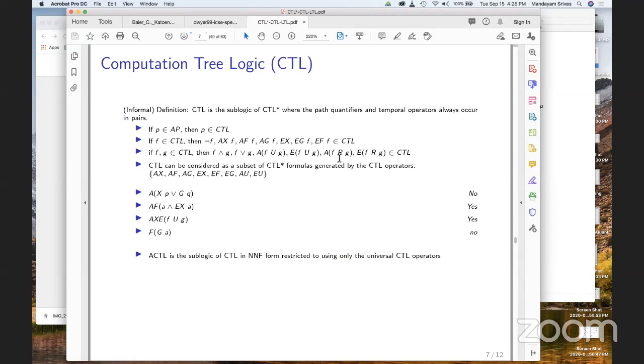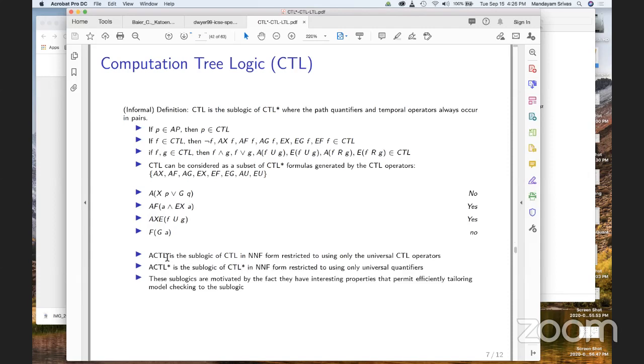You couldn't use E or those kind, E, and so on. There is a further restriction here. When I define this ACTL, all the negation has to be at the atomic level. But let's not worry about ACTL right now. Let's concentrate on CTL and another fragment, and we'll visit this later on.